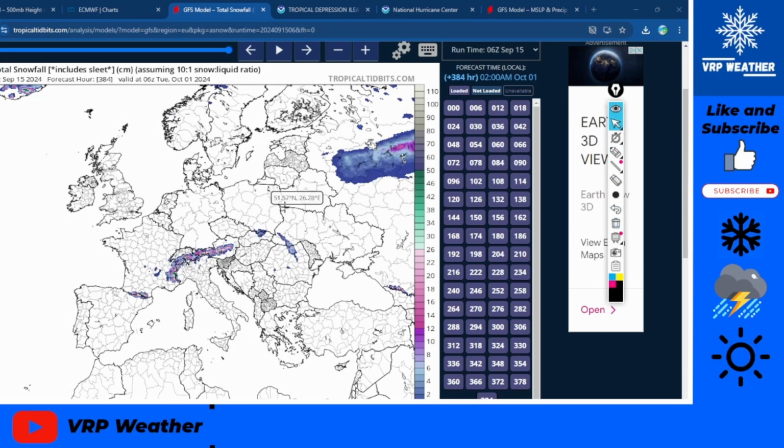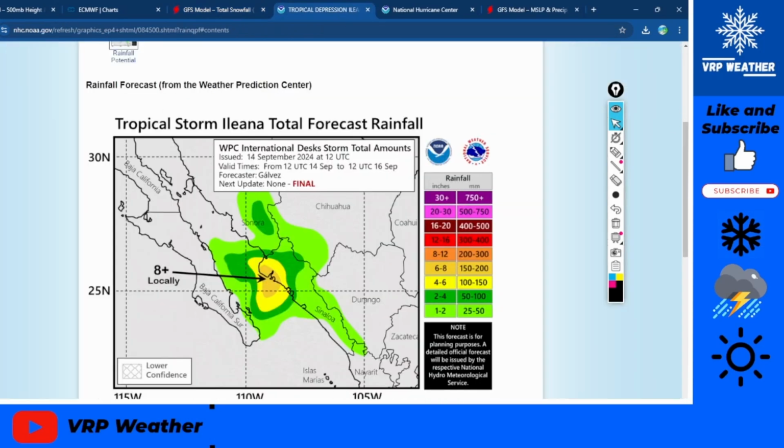But yeah, this snow definitely represents our polar vortex already starting to cause some cold and snow for Europe and eventually us. Now, switching gears onto the tropical outlook. A storm that I did want to talk about was Tropical Storm Ileana.